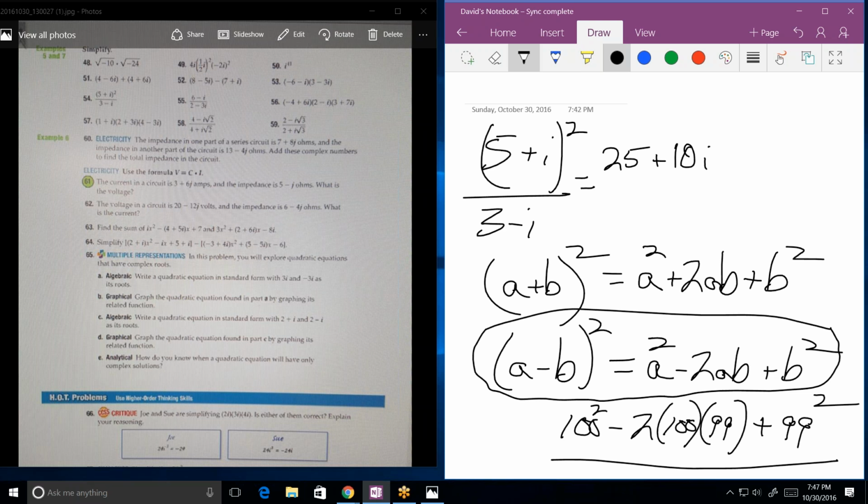If you can't use a calculator, what is the answer using this right here? What's A and what's B? If this is this, what is A? 100. Okay, what is B? 99. Okay, what's A minus B? A minus B is 1. What's 1 squared? 1. That's what this is equal to, 1.